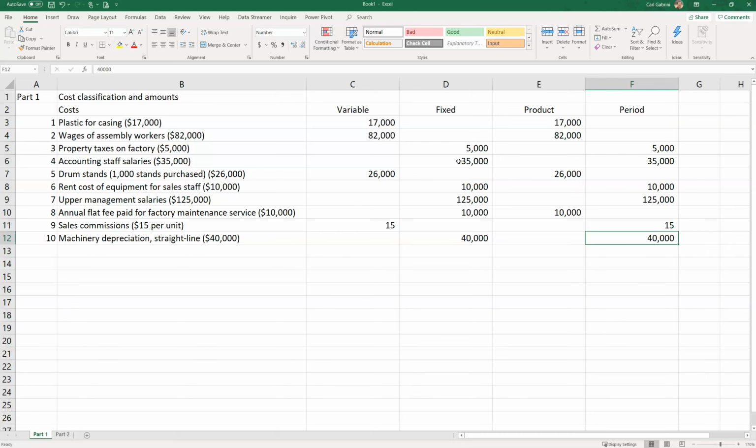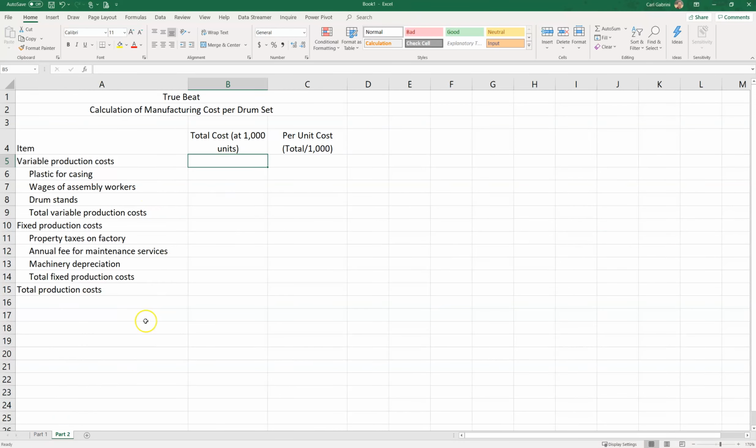Now, the second part of this is they wanted you to compute the manufacturing cost per drum. So how will we do that? Well, we'll go to part 2 here, and I've set up a spreadsheet where we can enter things as variable or fixed, and if they're production costs. Now again, these are production costs. Not all of the costs that we looked at before were production costs. We want only the product production costs here.